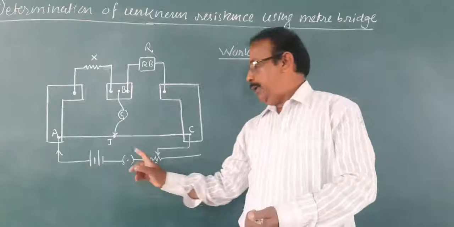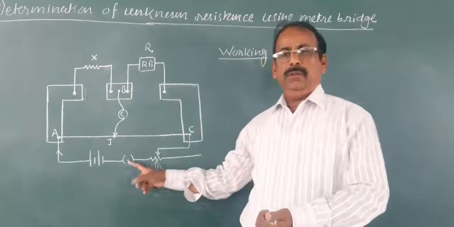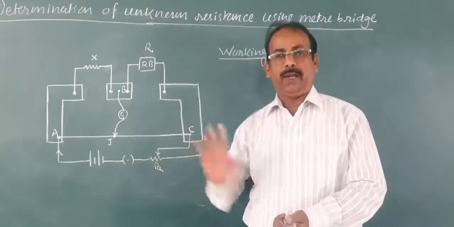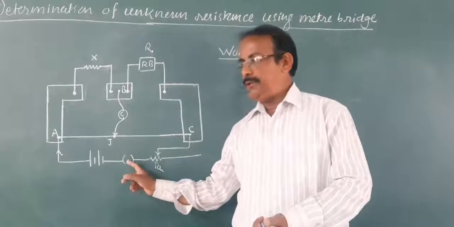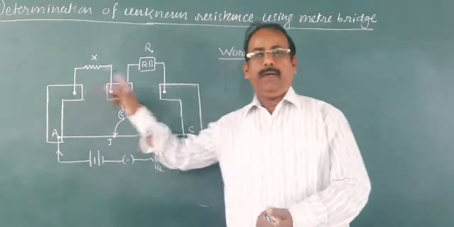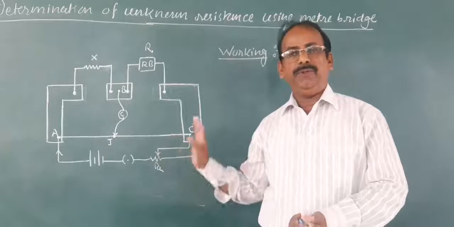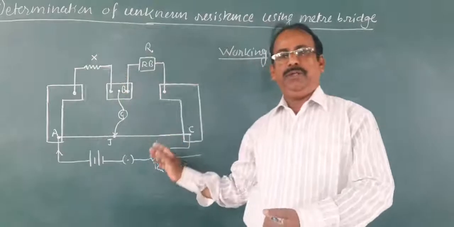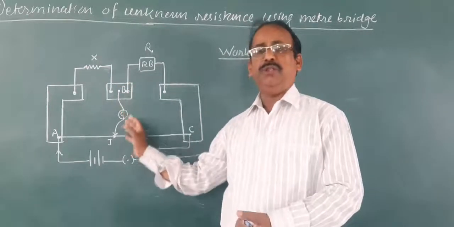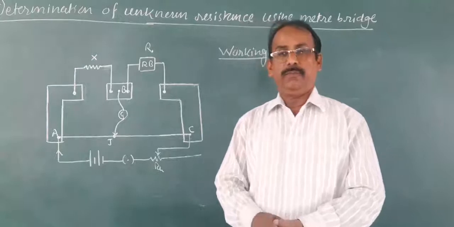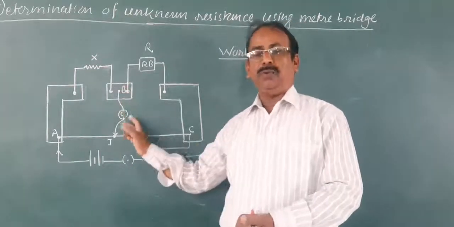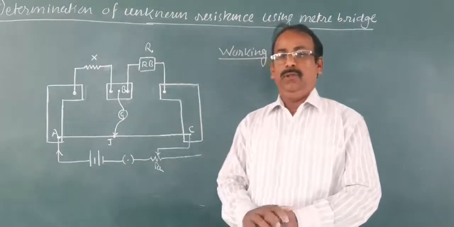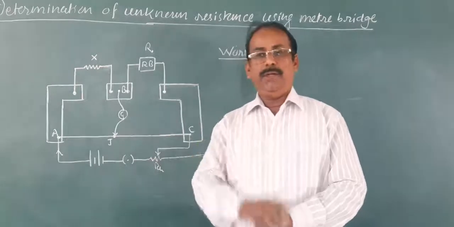Now, by closing this key, send proper current in this meter bridge with the help of rheostat. When current is allowed to pass through this meter bridge, some current passes through this branch BJ also. This galvanometer will show deflection.